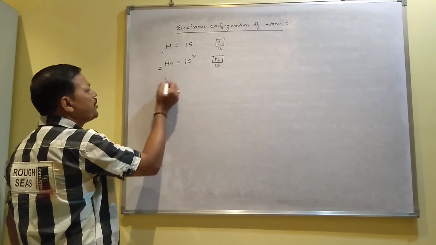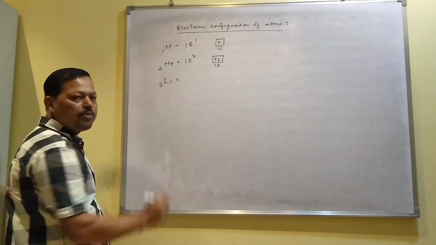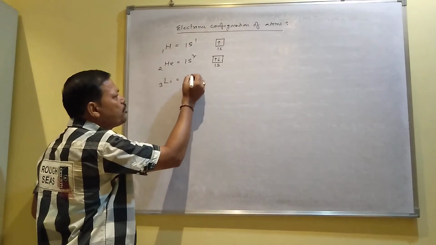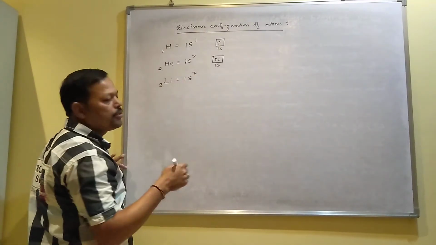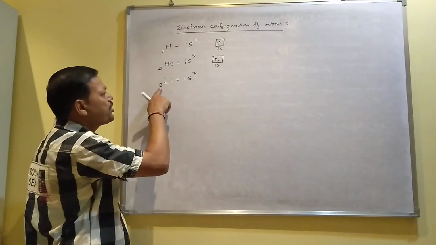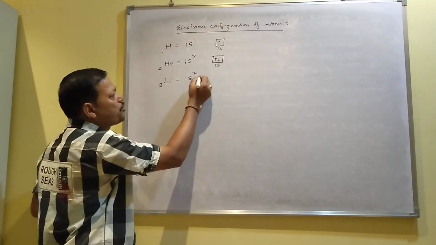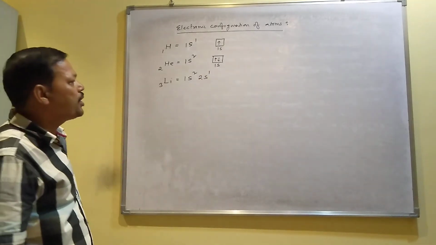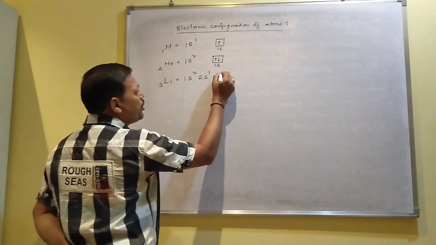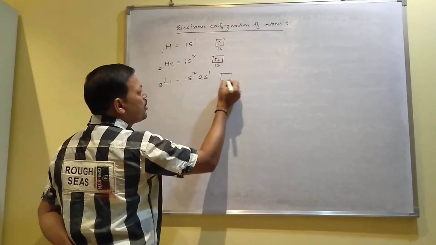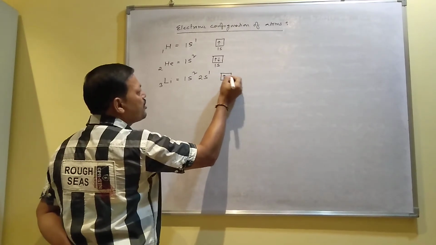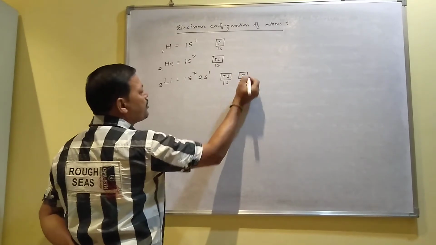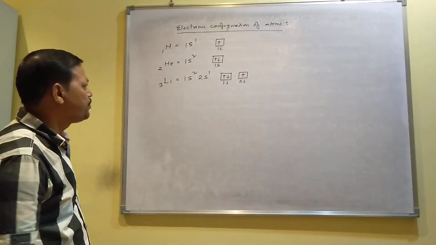Next, lithium. Lithium contains how many electrons? 3 electrons. First you enter in 1s, and as you know 1s contains a maximum of 2, you cannot enter more than 2 electrons. So you have 3 electrons, one more electron left. That electron should go into the next orbital, I mean 2s. So you can write 1s2 2s1. If you want to represent it in a box, this is 1s, it contains 2 electrons, and this is 2s, it contains 1 electron.